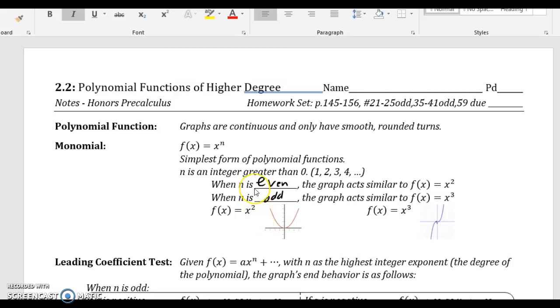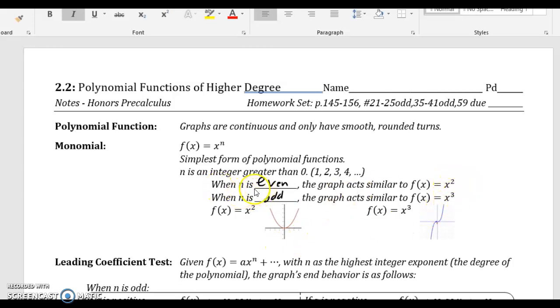We're going to take a look at Section 2, Polynomial Functions of Higher Degree. A polynomial is a function that has variables as the base and then has exponents that are constants.